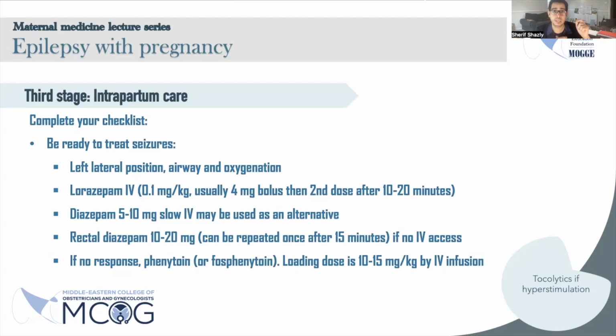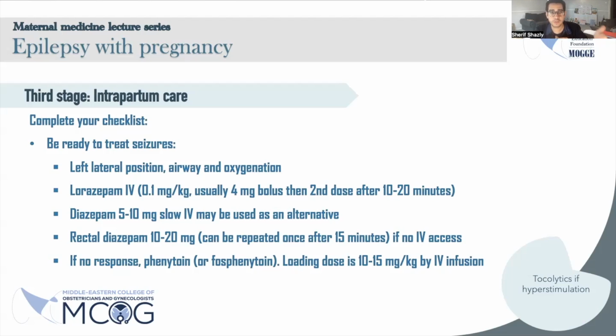And remember, if you're giving the diazepam, you still can repeat the diazepam in 15 minutes. But we always mention that you can use a rectal diazepam because in certain situations, the patient presents to you with seizures. This is the first presentation and there is no IV access. So if there's no lorazepam, you can use diazepam, but lorazepam is the ideal one. And if you don't have IV access, you can use a rectal diazepam for this purpose, and you can repeat it in 15 minutes.